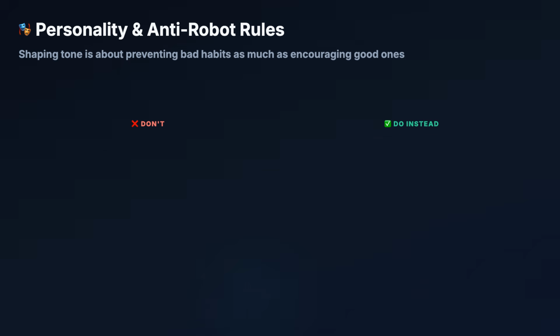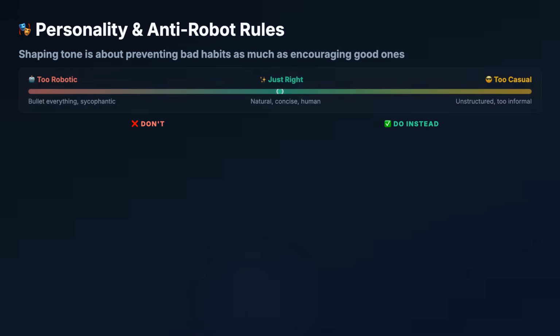Now let's talk about personality and tone. Specifically, how Claude's prompt fights the model's natural tendency to sound robotic. There's a spectrum here. On one end, you have too robotic, over-formatted, sycophantic, everything in bullet points. On the other end, too casual, unstructured, and overly informal. The sweet spot is natural, concise, and human. The prompt achieves this primarily through anti-patterns. Here are the specific rules.